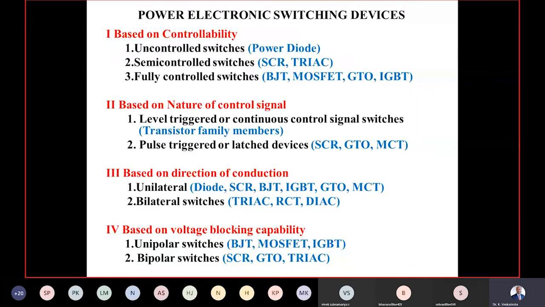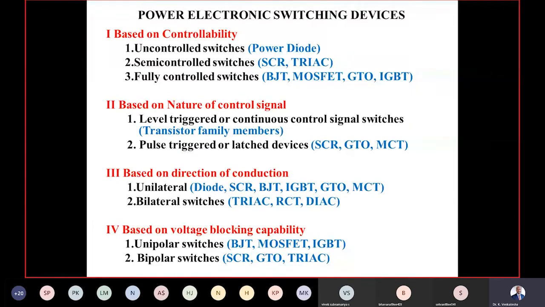Right. So this particular PPT slide is very important. One should understand what kind of switches we have. The first category is based on how you can control them, whether the base or the gate terminal is there or not, whether the control terminal is there or not, whether you can turn on, or whether you can turn on and turn off both, is a question.